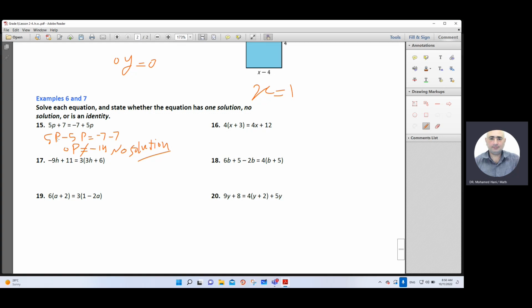5 minus 5 is 0. And the variable b. Is any number multiplied by 0 equal to negative 4? This is impossible. So this is not a true equation. It means we have no solution. Okay.